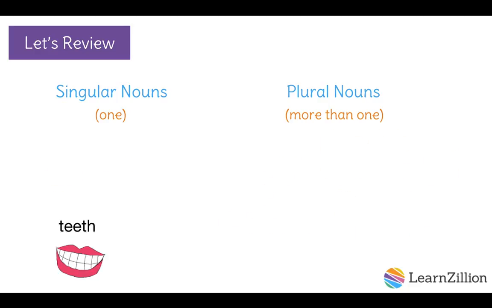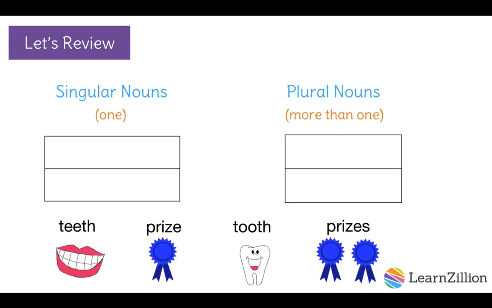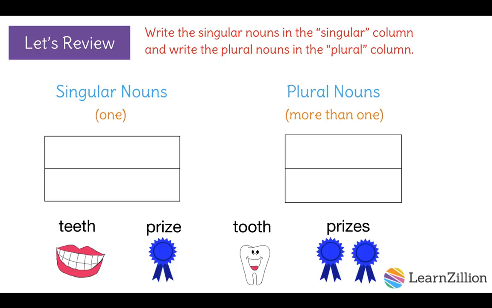Here are 4 more words: teeth, prize, tooth, prizes. Can you help me sort them? On your practice sheet is a chart. Write the singular nouns in the singular column and write the plural nouns in the plural column. Pause the video while you do this. Press play when you are done.